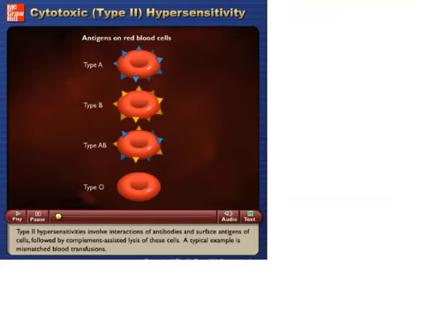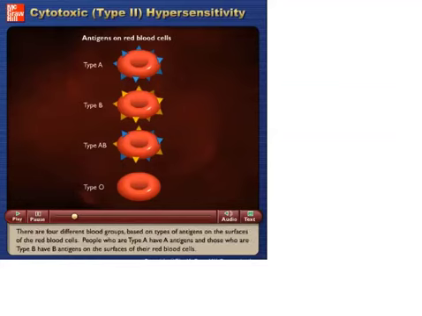Type 2 hypersensitivities involve interactions of antibodies and surface antigens of cells, followed by complement-assisted lysis of these cells. A typical example is mismatched blood transfusions. There are 4 different blood groups, based on types of antigens on the surfaces of the red blood cells.